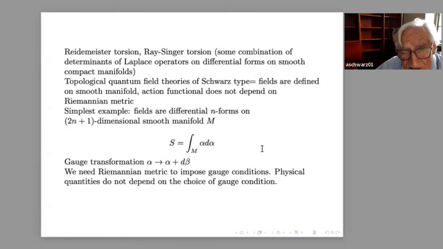These theories are defined on smooth manifolds, but the action functional doesn't depend on the Riemannian metric. Now this is called topological quantum field theory of Schwarz type. And the simplest example is the situation where you have differential n-forms on a (2n+1)-dimensional smooth manifold. And you have the integral of alpha, which is an n-form, multiplied by d alpha, where d is the de Rham differential, which doesn't depend on the Riemannian metric. So this integral is considered an action functional, but it doesn't depend on the Riemannian metric.